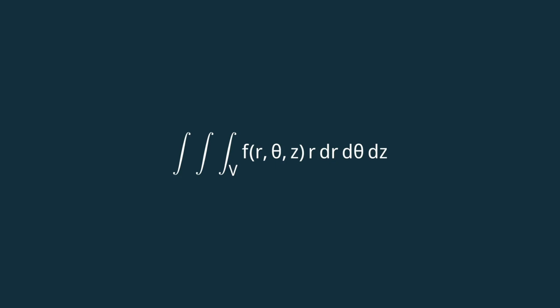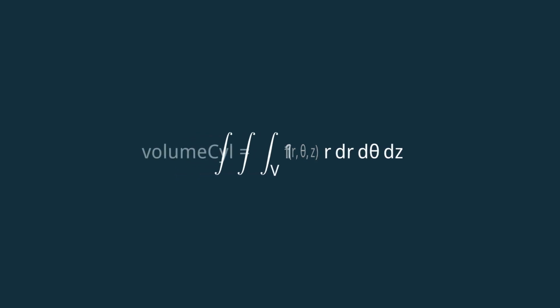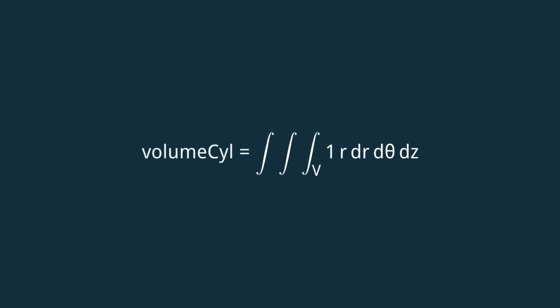Now, we're going to be trying to find the volume of a cylinder and to verify that this dv is correct. To do this, we're going to want to set the function inside the triple integral to 1. The reason for this is that the function can effectively be thought of as a density function for the volume being integrated over. If we set this function to 1, the triple integral now gives us the volume of the region being integrated over. Now, let's set the bounds of integration.